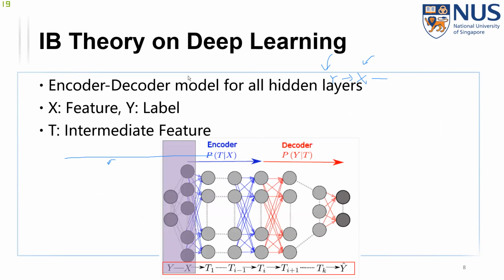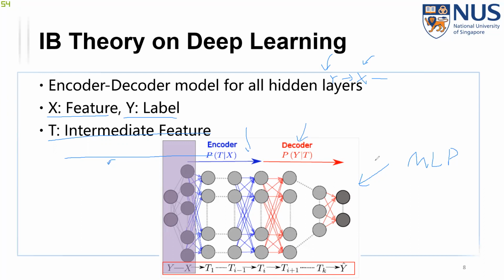It says that the DNN can be viewed as a Markov chain. Why do so? First, this is an MLP model, a very common MLP model. The definition is that Y is a label, X is a feature, and T is the intermediate features. For all hidden layers, every step can be viewed as an encoder-decoder model. The first half is an encoder and the second half is a decoder. That's our key idea here.